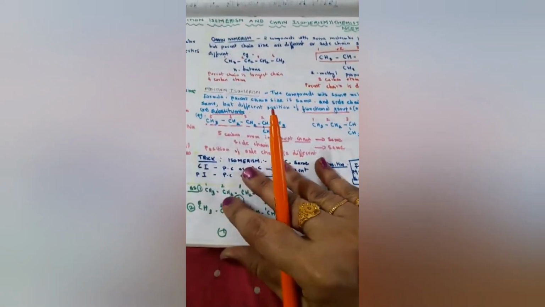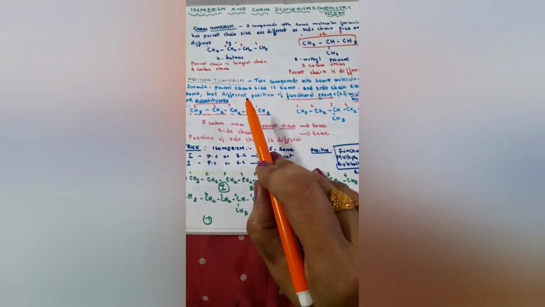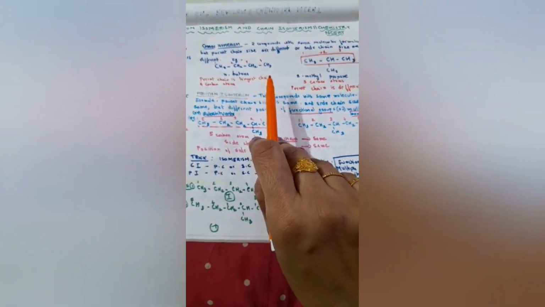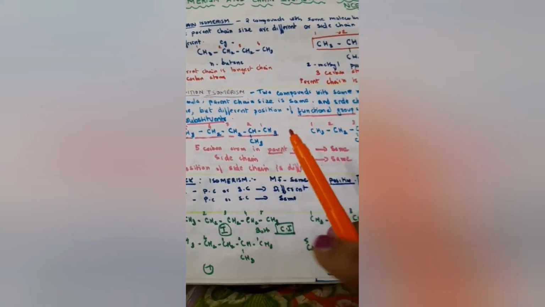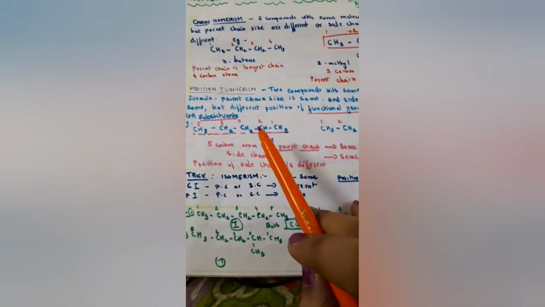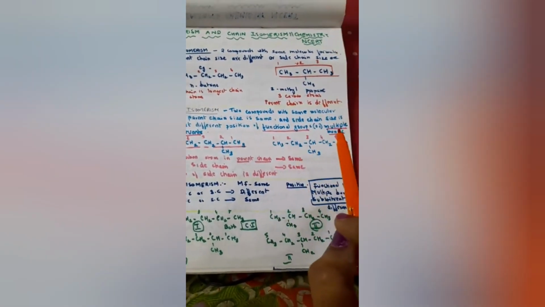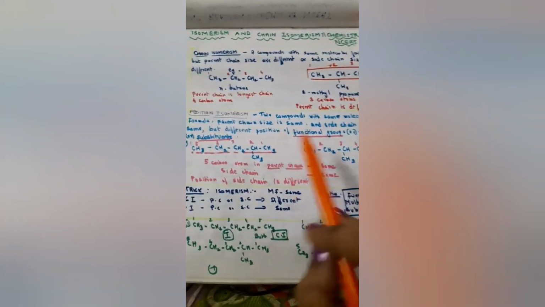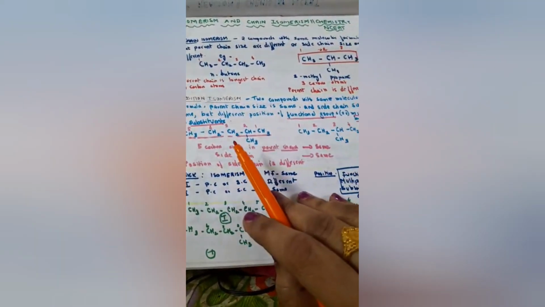Now let us see what is meant by position isomerism. That is when two compounds have the same molecular formula and the parent chain size is the same. For chain isomerism, the parent chain size was different. So here the parent chain size will be the same, and the side chain size is also the same, but there is a different position of functional groups, or multiple bonds, or substituents. So that is the difference between chain isomerism and position isomerism.